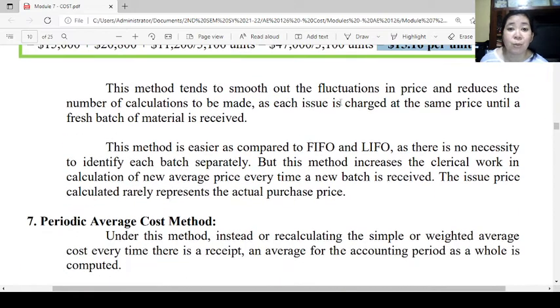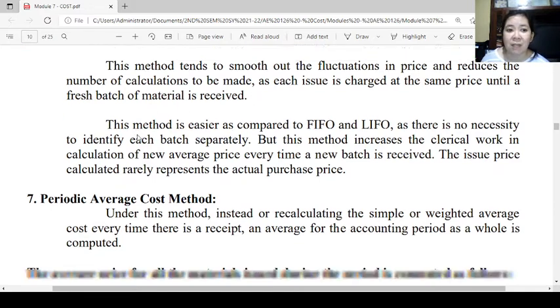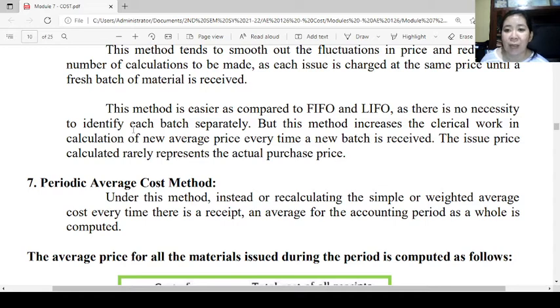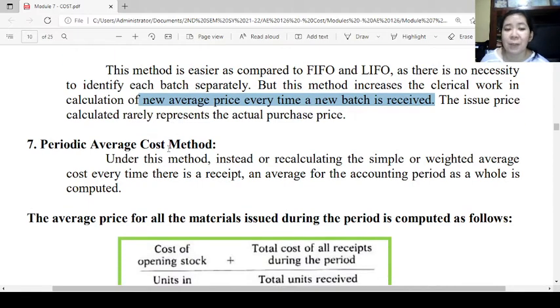So this method tends to smooth out the fluctuation in the price and reduce the number of calculations, okay? Because each issue is charged at the same price until a fresh batch is received. So this method is easier as compared to FIFO and LIFO. There is no necessity to identify each batch separately. But this method increases the clerical work because we have to recalculate a new average price every time a new batch is received. That is the only setback. So the issue price calculated rarely represents the actual purchase price. So we will have a new unit cost every time a new batch is received.